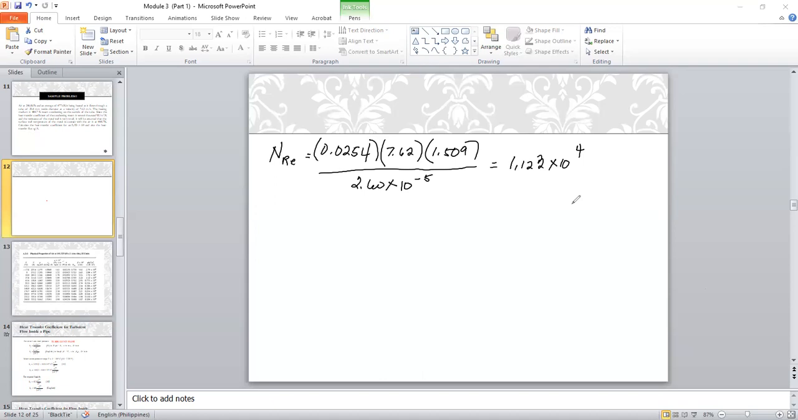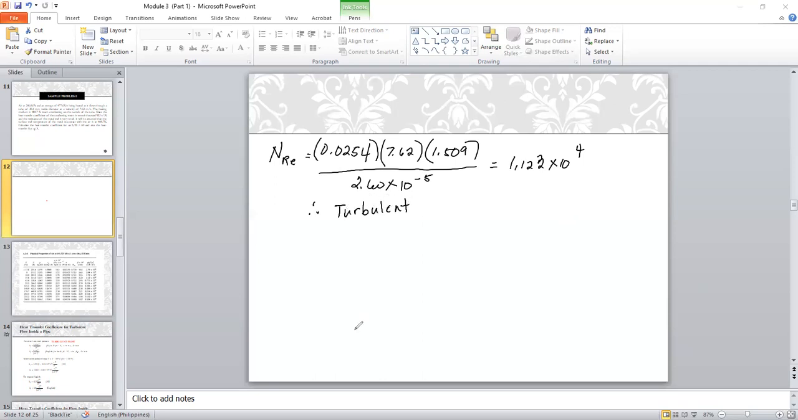So what flow is this now falling into? You multiply it by 10,000. So that would now give us turbulent. So our flow is turbulent.